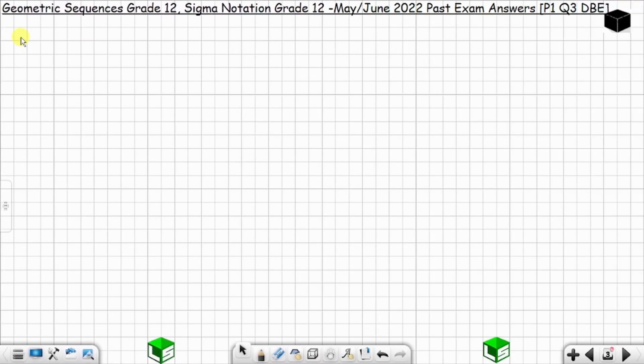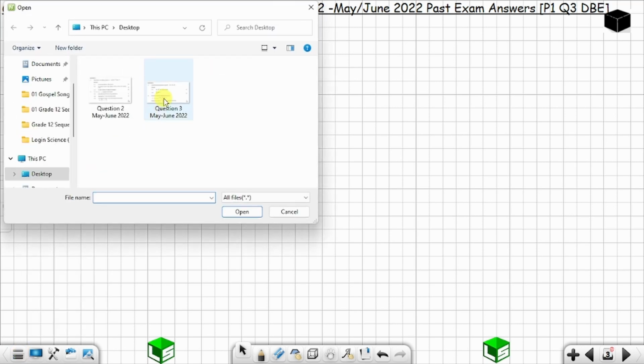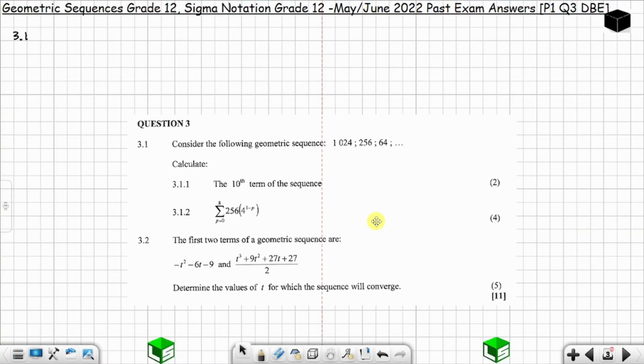Okay, we start with 3.1. Let me get the question again. This is question 3 from May-June 2022. Okay, 3.1, you are given the following geometric sequence. You can see this is the sequence that you are given, and so on. It's a geometric sequence. Now 3.1.1, calculate the 10th term of the sequence.